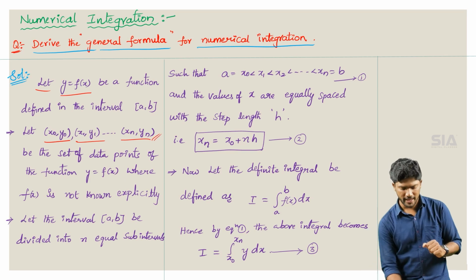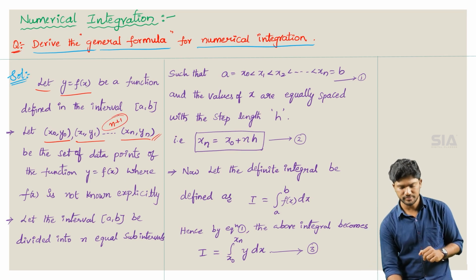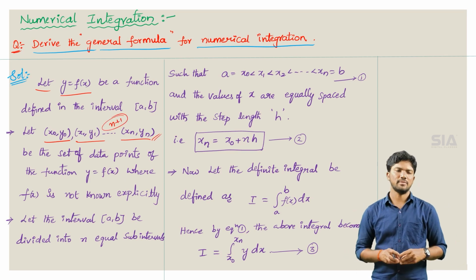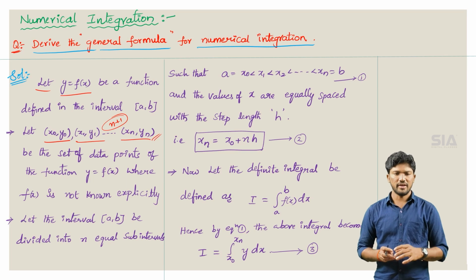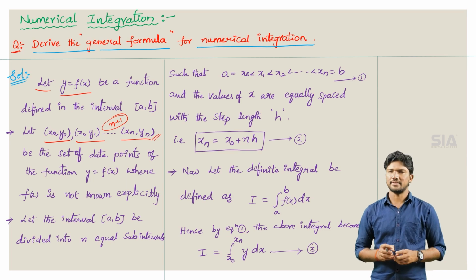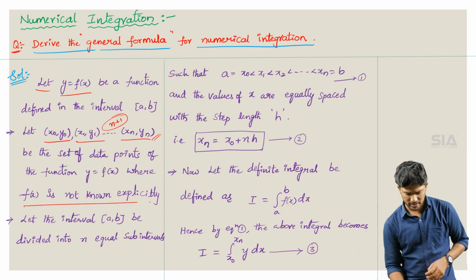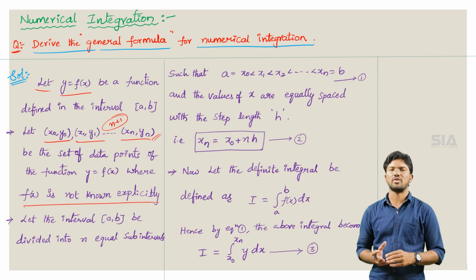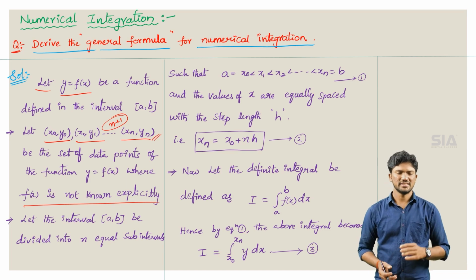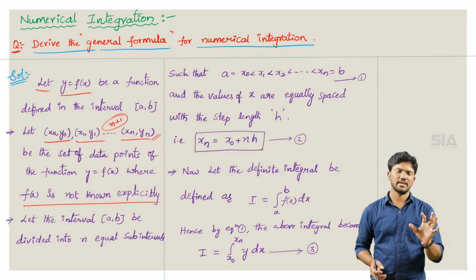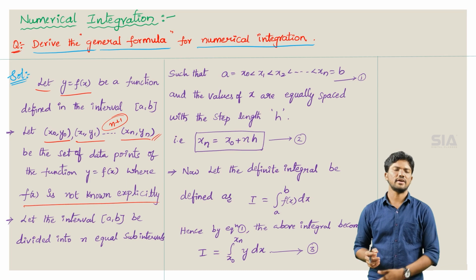There are total n plus 1 data points, where f of x is not known explicitly. That means we don't know what that f of x function is. Just for general purposes we are taking y is equal to f of x as a function.